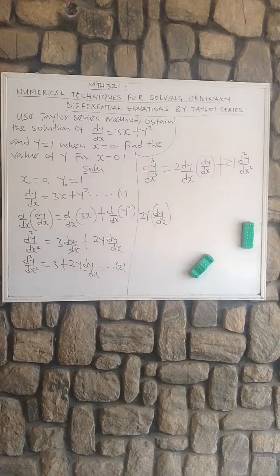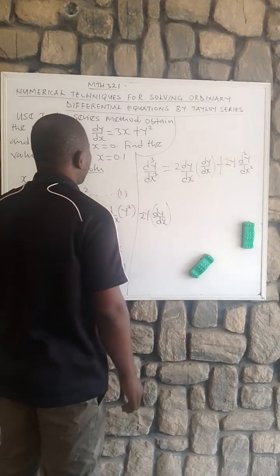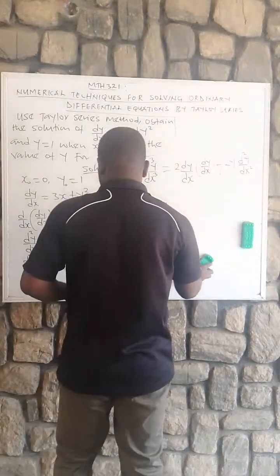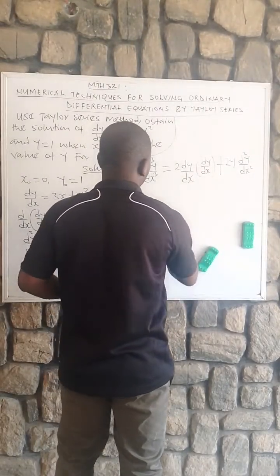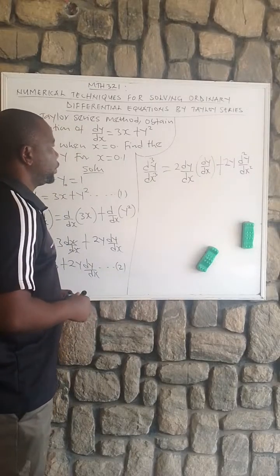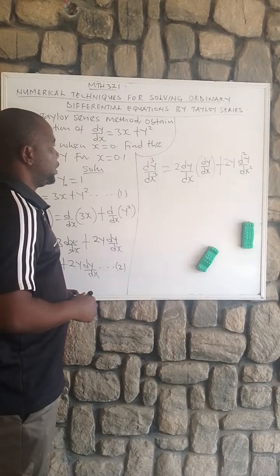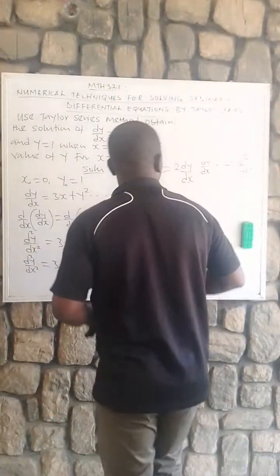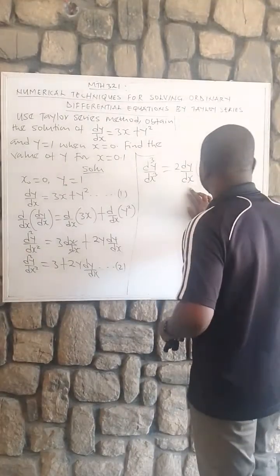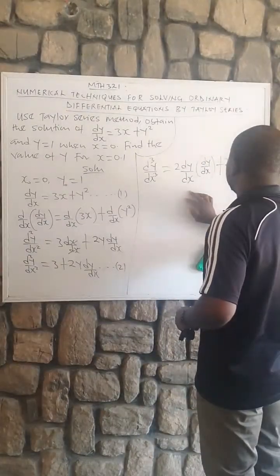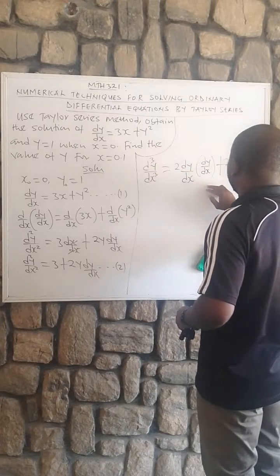Okay, so let's proceed. Let us proceed further if there is no question. So, as you can see, it means we are going to differentiate it the 4th time. So, if you can see what I am saying, let's differentiate this. We have 2 divided over dx, and we have what?